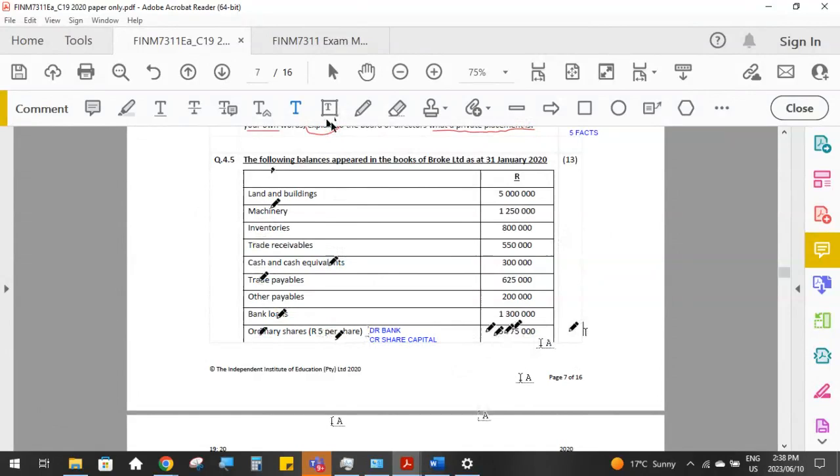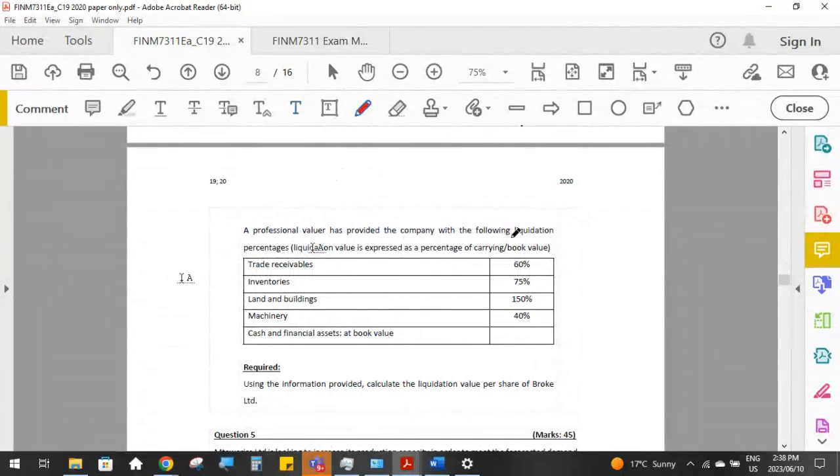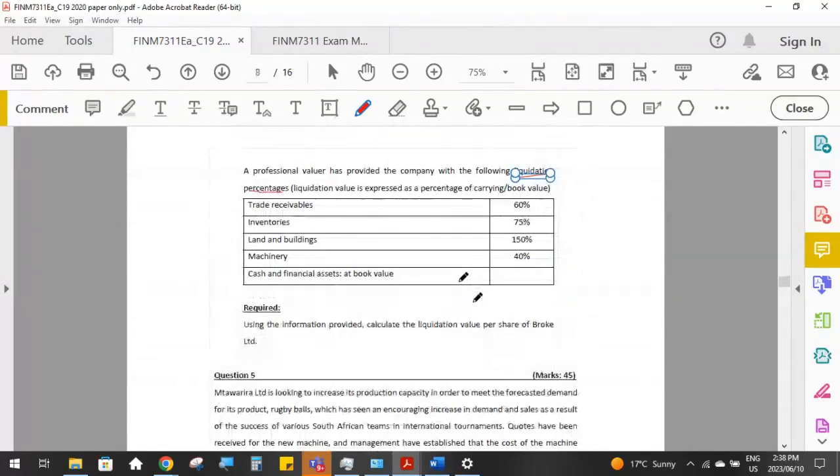That's how this amount ended up in our trial balance. A professional valuer has provided the company with the following liquidation percentages. These values are expressed as a percentage of the carrying value, also known as the book value, of our assets and liabilities. So trade receivables, inventory, land and buildings, and machinery are not expected to yield book value; they're either going to be more than or less than the book value.